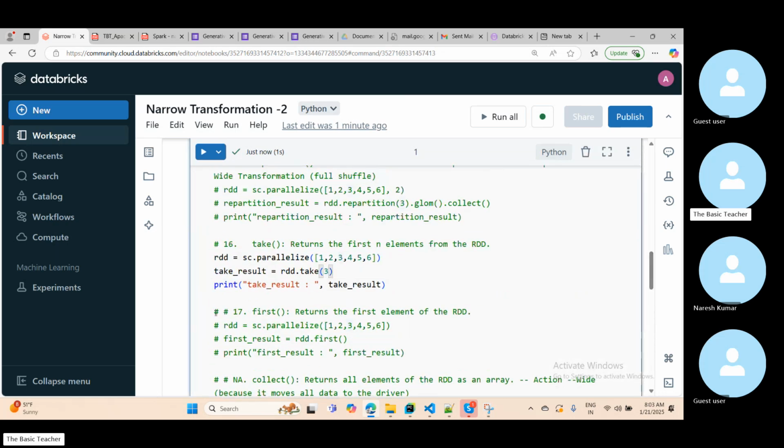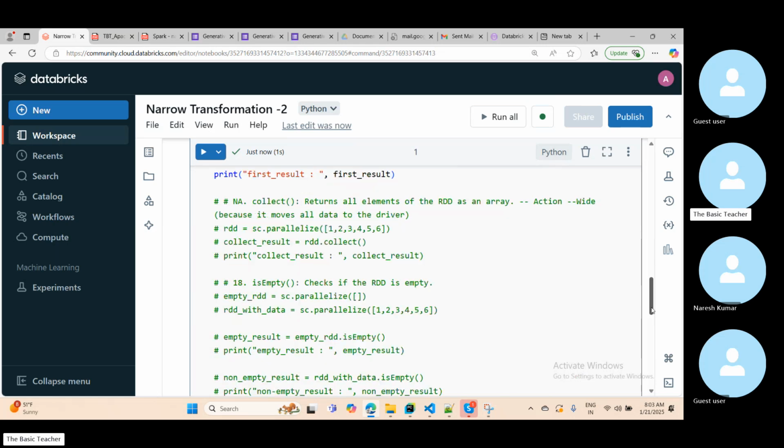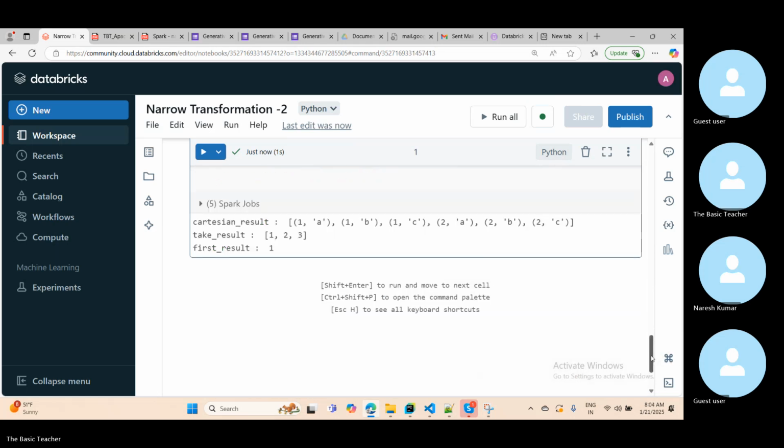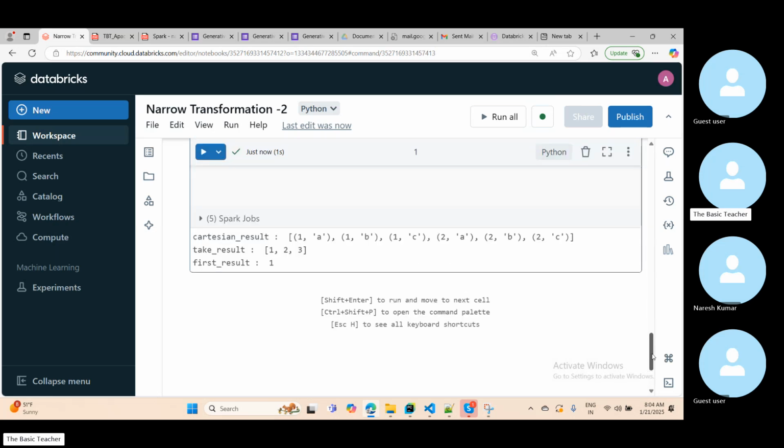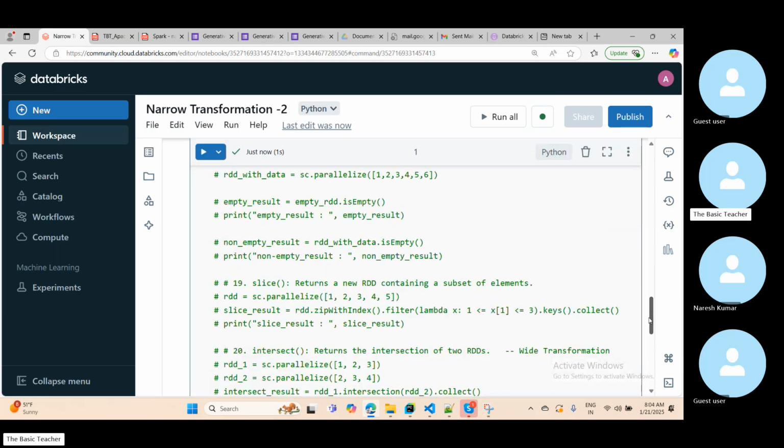Similarly, first also picks the first element, but take has a parameter, the number of elements, 1 2 3, and with first you do not have any parameter. This is just going to take the first. So if you want to do the sampling with the first element itself, with no more numbers, then you can go for first. So this is the only little difference between first and take. First means 1, whatever the first element is, and it is not going to take any number of elements that you are looking for.